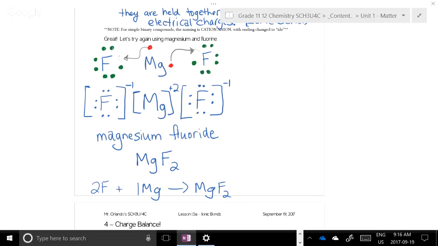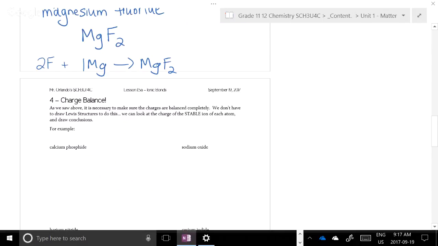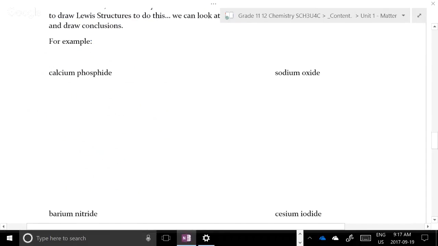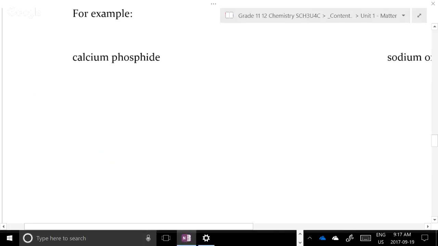Now, every time we want to do one of these, are we going to have to draw a Lewis diagram like this? I'll tell you, it would be a long semester, wouldn't it? If every single time we had to draw Lewis structures. So can we do this without drawing them? Obviously, since I'm asking, the answer is yes. Okay, so let's go through a couple examples, and then I can leave you to work on this on your own. But calcium phosphide, let's look at the next page.